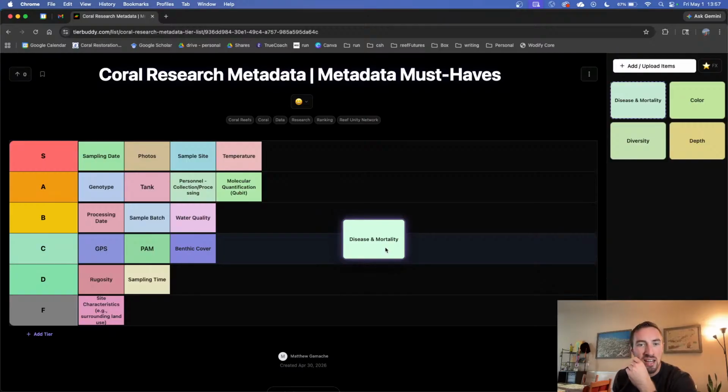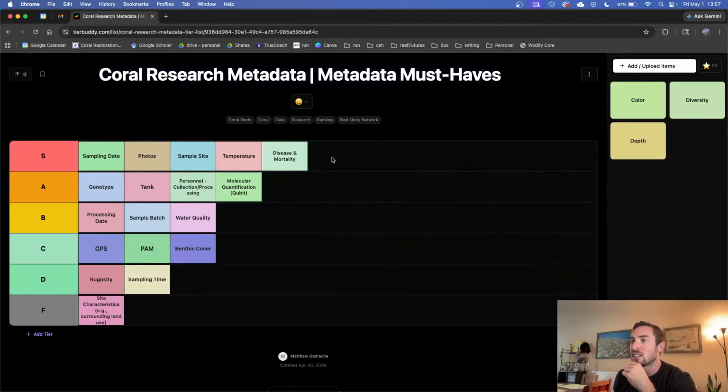Can we put another S tier? Lauren agrees, S tier. I feel like we're putting so much in the S tier. But let's put it in the context of temperature again. It's pretty easy to keep track of. Did they die? A lot of the times, if you have something that dies, you have to pull it from the tank anyway, so you're going to keep track of that. But guys, we can't have everything in S tier. We're going to have to move some of these, I think.